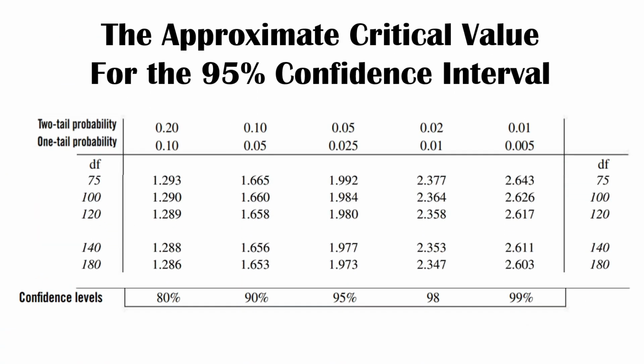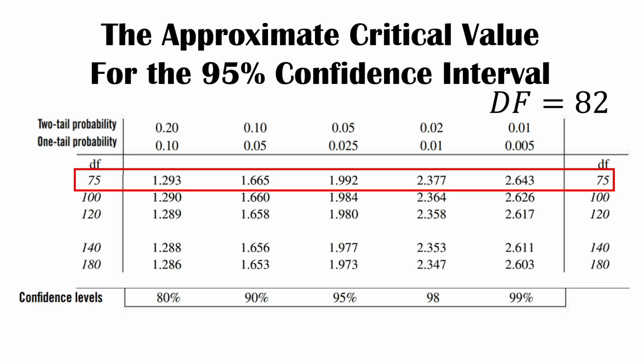Now let's look up the critical value. Remembering that the degrees of freedom is 82, just have a look at the table and pick out the critical value for our confidence interval. So we're at 82 degrees of freedom. By approximation, we're going to use 75. It's a 95% interval, so our critical value is 1.992.